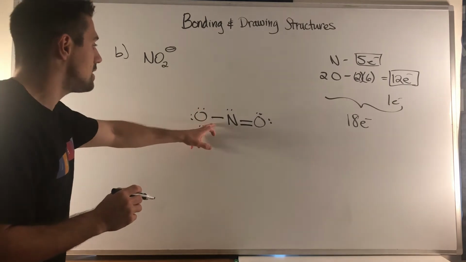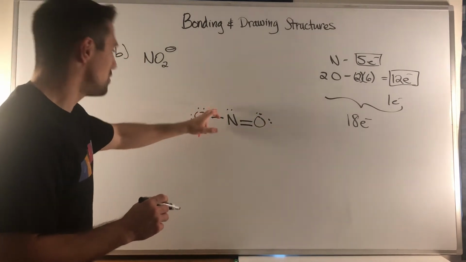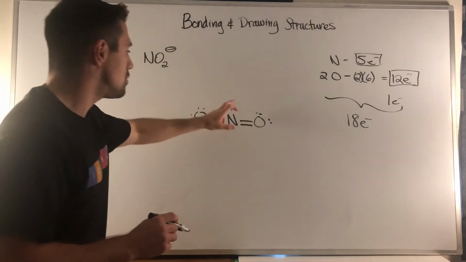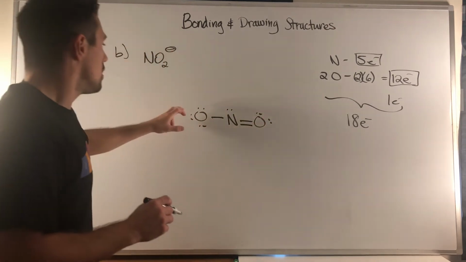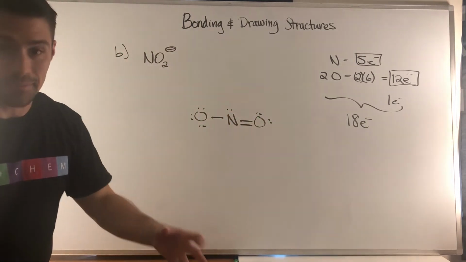2, 4, 6, 8, 2, 4, 6, 8. 2, 4, 6, 8, 2, 4, 6, 8, full octet. 2, 4, 6, 8, 2, 4, 6, 8, 10, 12, 14, 16, 18. Excellent, right?